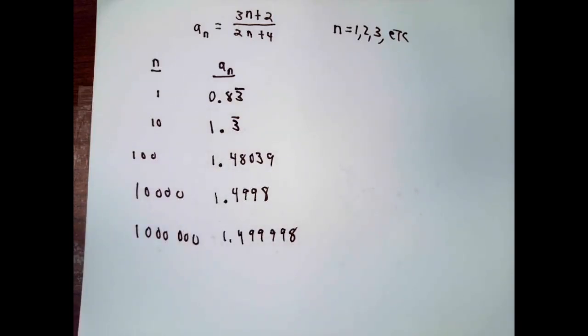1.48039, 1.4998, and 1.499998. Looking at these numbers, we begin to suspect something. I suspect that if I make the index, the n, big enough, then the a sub n's will become as close to 1.5 as I care to make them.